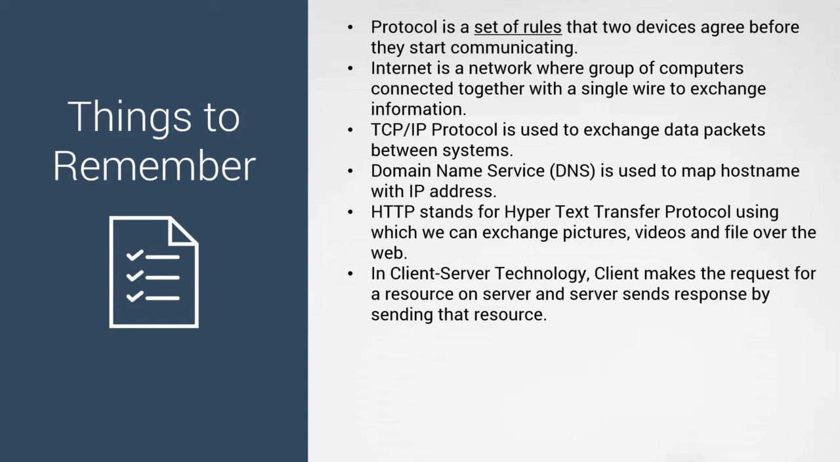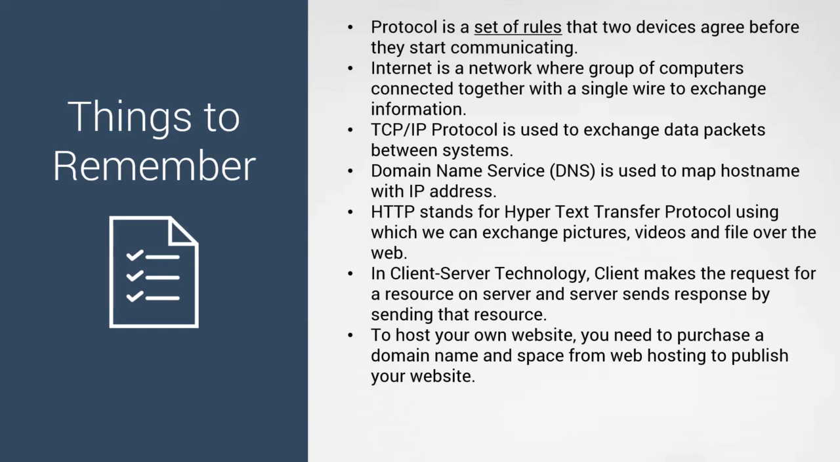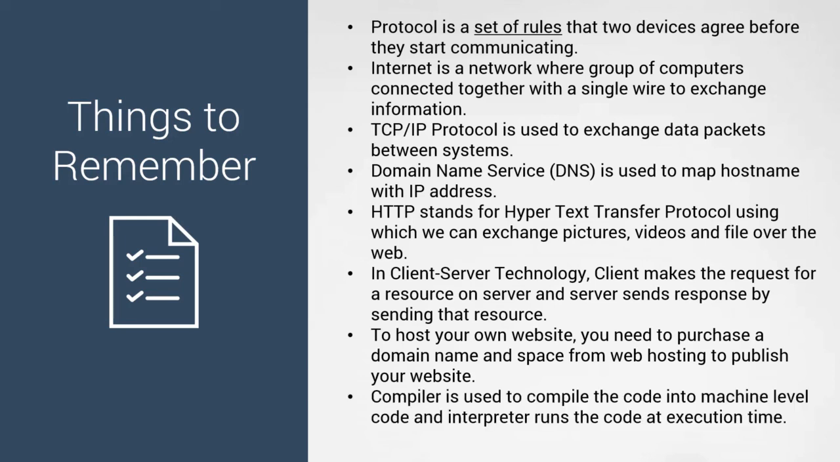Then we talked about client-server technology. In client-server technology, the client makes a request for a resource in the server, and the server sends a response by sending that resource to the client. Then we talked about how to host your own web service. Well, to host your own web service, you need to purchase a domain name and space from web hosting to publish your website. Then on the domain name service, you basically map your hosting services. Then we talked about the differences between different types of languages, and also what is a compiler and an interpreter. Compiler is used to compile the code into machine level code. Interpreter runs the code at execution time. These are the things I want you to remember and take away from this section.